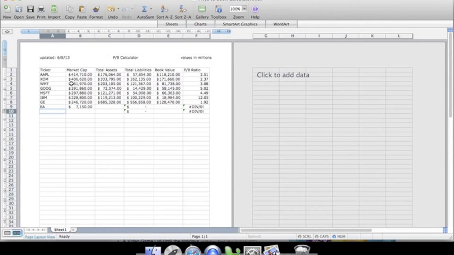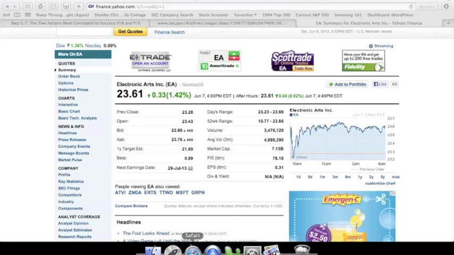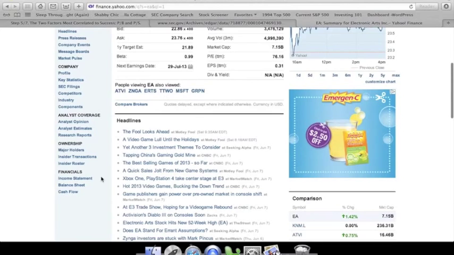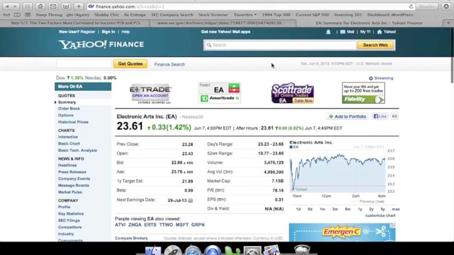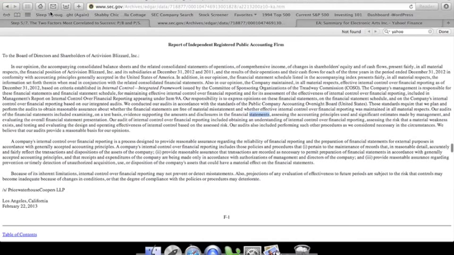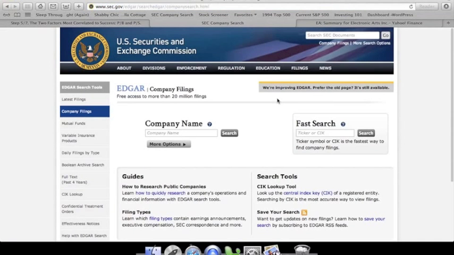So now we have the market cap. We want to get the total assets, total liabilities, and book value. Now you can use Yahoo Finance, but actually I've found that that's not very accurate and reliable. I've seen errors with the income statement, balance sheet, cash flow. I've seen errors before because it's not regulated, and there's really nothing you can do about it.